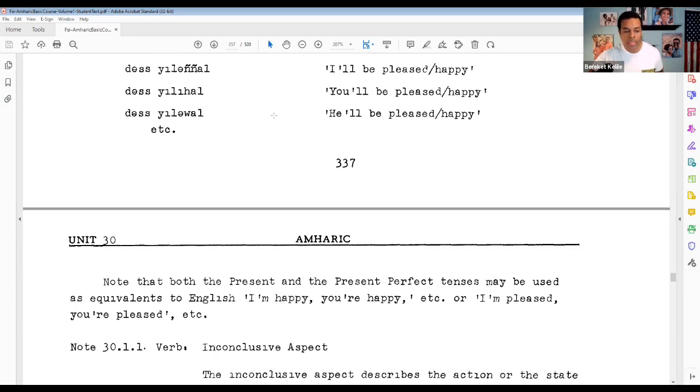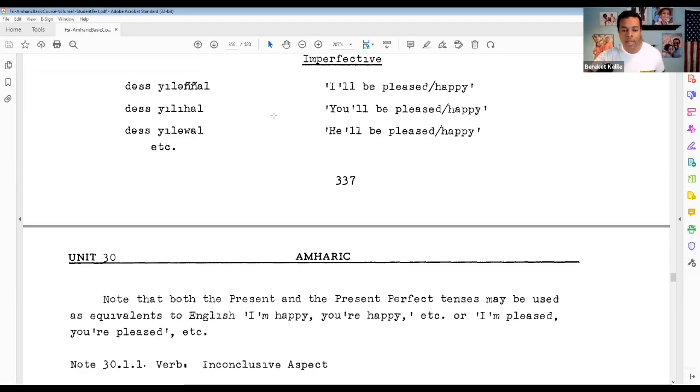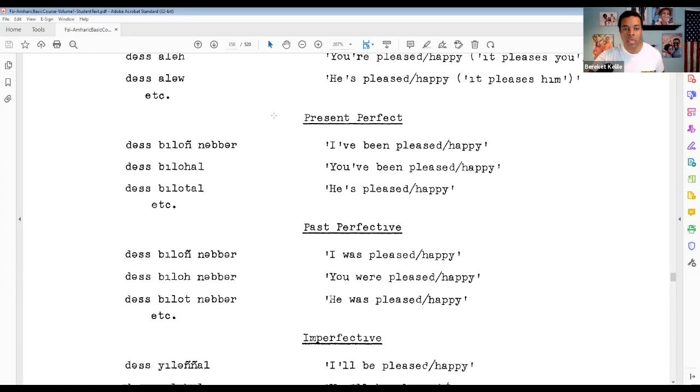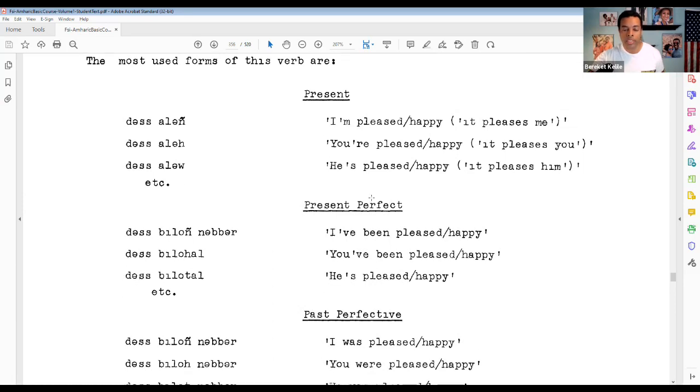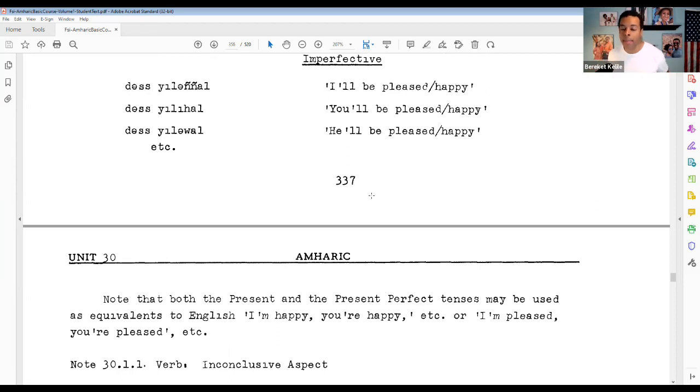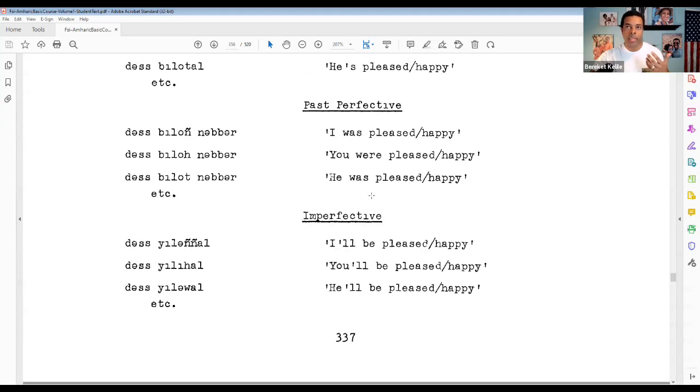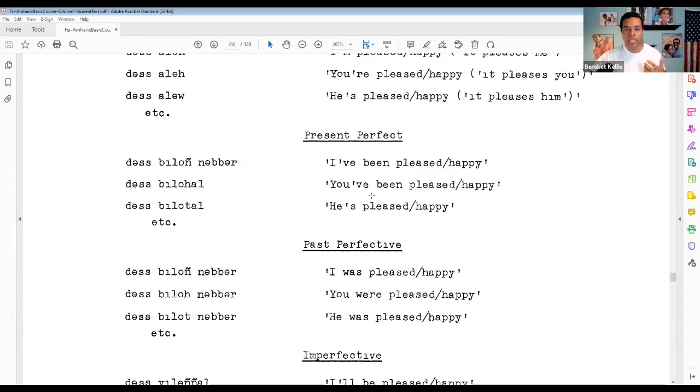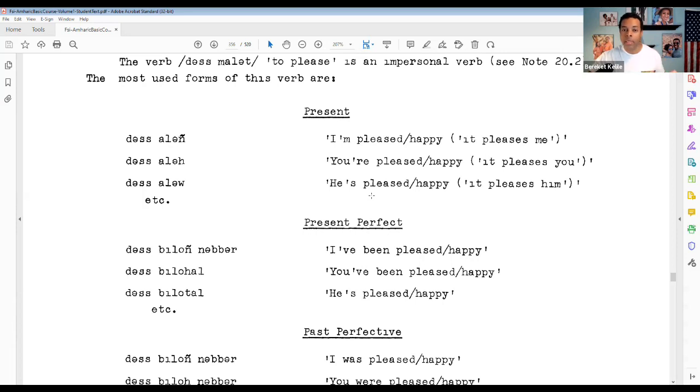One thing to note is that the present and present perfect tenses, the first two sections they presented, are equivalent to I'm happy, you're happy. So it can be translated either way. More directly it's I'm pleased, you're pleased, but colloquially or idiomatically, you would translate it as I'm happy, or I've been happy. And that covers it for note 30.1.